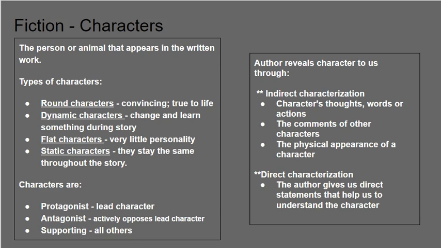Indirect characterization. We learn about a character from the author whenever they have another character tell us something about them. Perhaps their physical characteristics, or we can hear the character's thoughts and words, so we learn something about them as well. This is indirect characterization. Direct characterization is when the author gives us direct statements that help us to understand the character. Make sure you've paused the video to write down the definitions on this page.